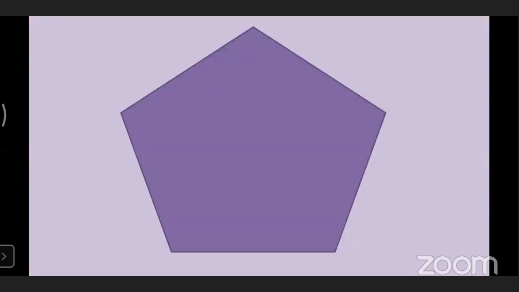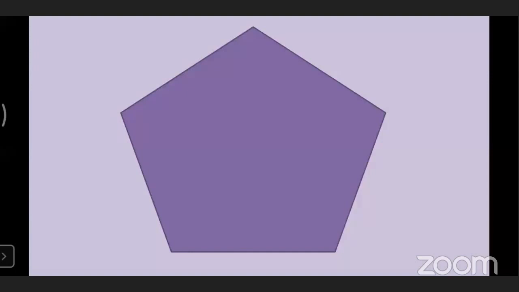Very nice. Now let us identify the next geometrical figure. Can you tell me which figure this is? Yes, students. It's a pentagon. How many sides does this have? Just count and tell me how many sides this pentagon has. 1, 2, 3, 4, 5. Very good. 5 sides. So it's a pentagon.